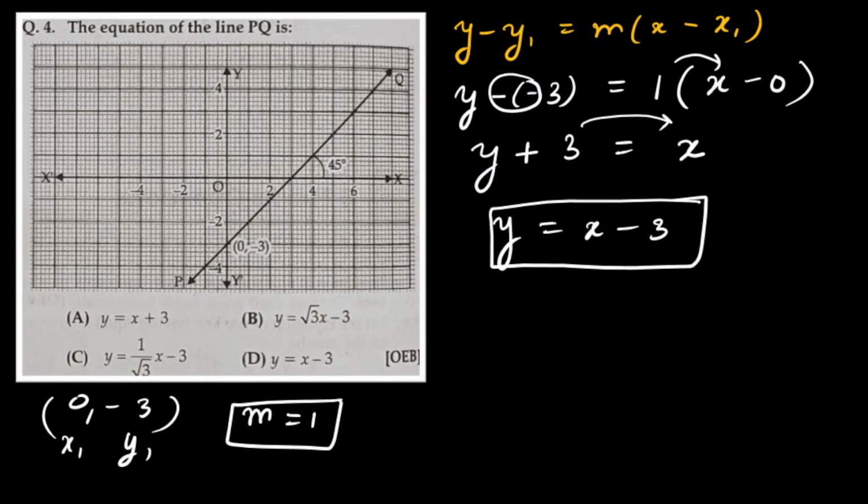So why have I converted into this form? Because all the options are of this form. So if you see, y is equal to x minus 3 is option D. Option D is the correct answer for this one.